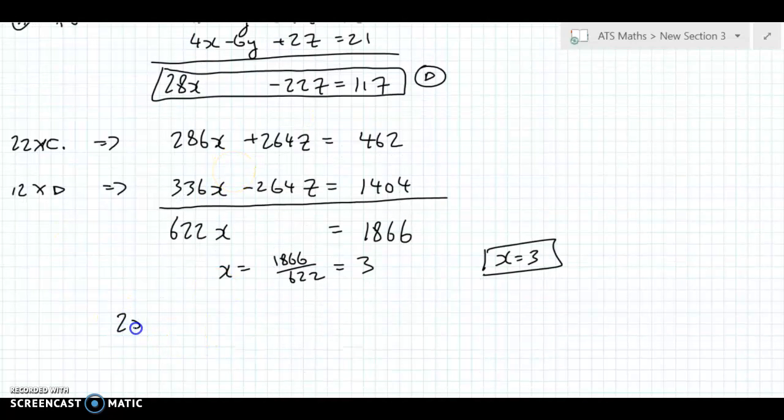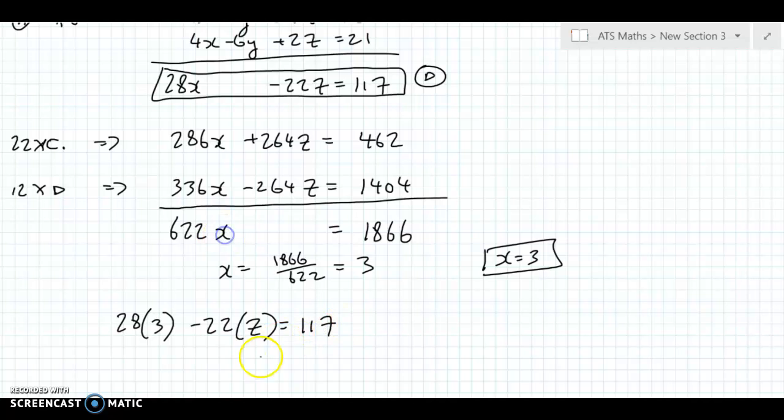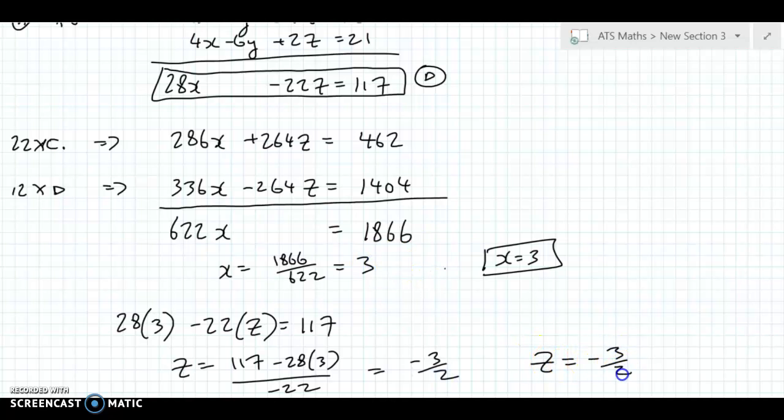And then I'm going to go back up and take D there to work out z. So I'm going to have 28 times 3 minus 22 times z equals 117. So z is going to be 117 minus 28 times 3 all over minus 22. And that comes out at minus 3 over 2. So let's box that off. Z equals minus 3 over 2.